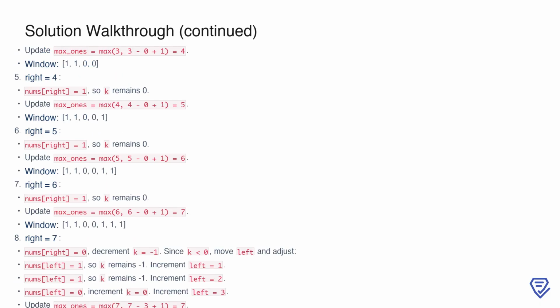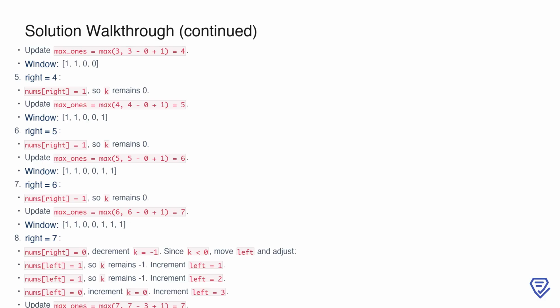Now, as right moves to 4, we find a 1, which does not affect k since it's not a 0. The window expands to 1, 1, 0, 0, 1, and max_ones updates to 5. At right equals 5, another 1 keeps k at 0, and we include it in the window, which now spans 1, 1, 0, 0, 1, 1. The maximum consecutive ones increase to 6. At right equals 6, we encounter another 1, keeping k unchanged. The window becomes 1, 1, 0, 0, 1, 1, 1, and max_ones reaches 7.